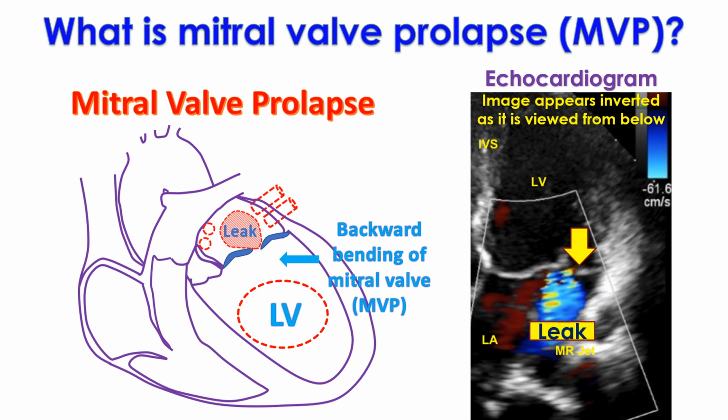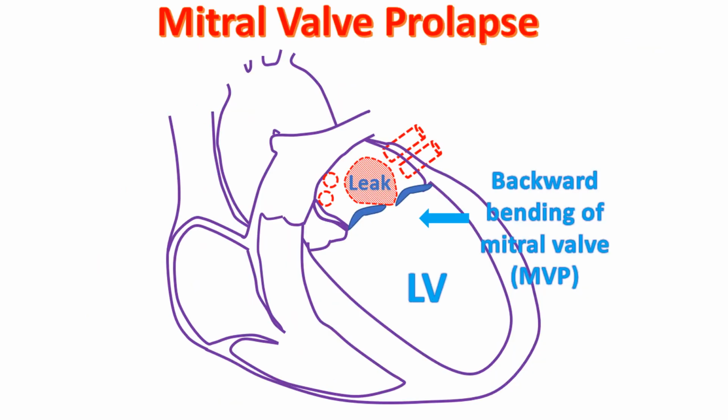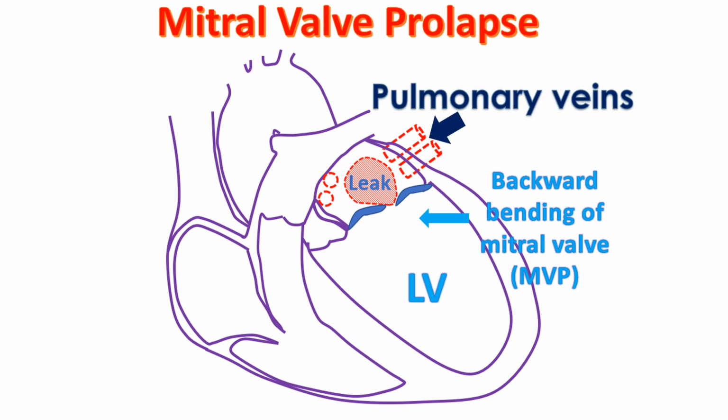When the mitral valve is leaky, blood flows back into the left atrium when the left ventricle contracts. Left atrium is the upper chamber from which the left ventricle receives blood when it relaxes after a contraction. Left atrium in turn receives oxygenated blood from the lungs through the pulmonary veins.